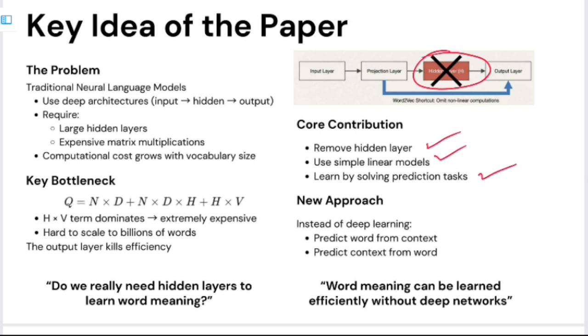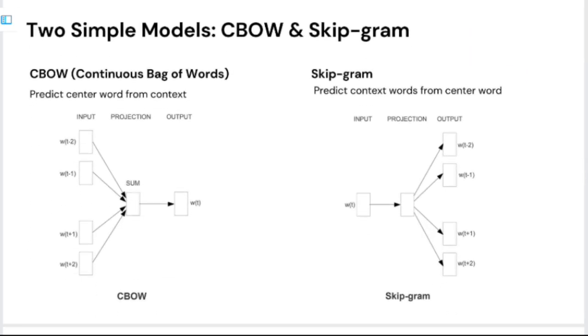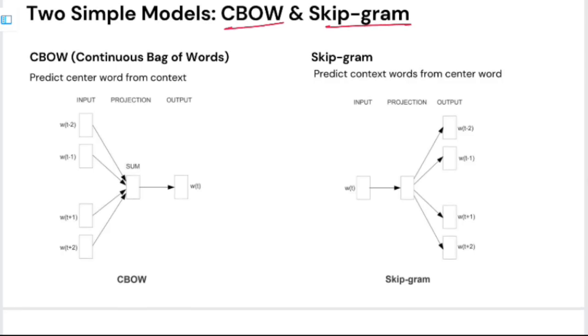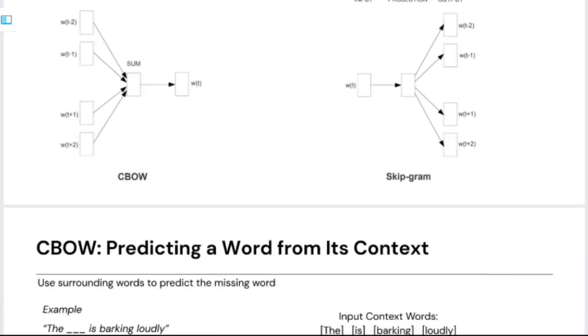This leads to the key philosophy of the paper. Word meaning can be learned efficiently without deep networks. And from this idea, they introduced two simple but powerful models, CBOW and skipgram. On this slide, we see the two core models proposed in the paper, which are CBOW and skipgram. So we'll understand these two models in the further slides.